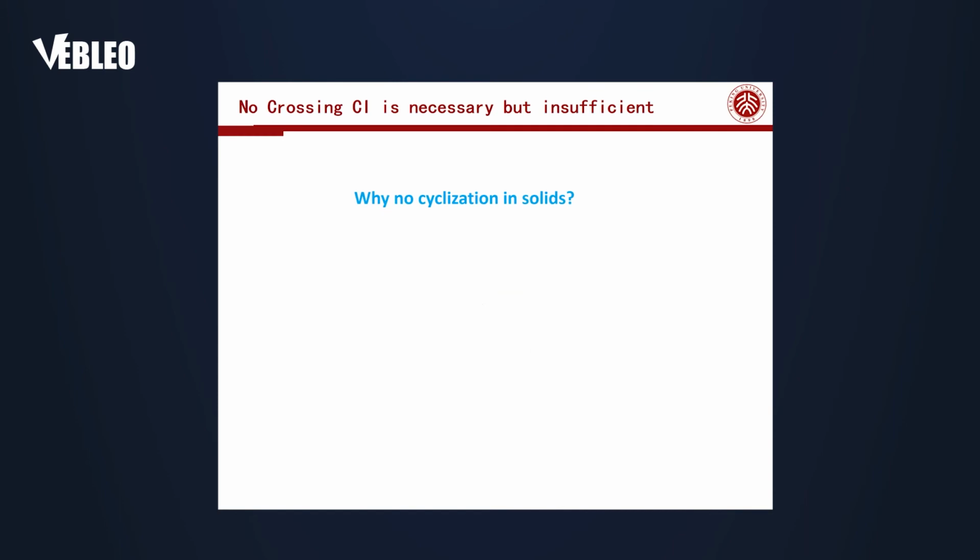Then why doesn't it form this cyclization product in the solids? Actually, this is kind of easy to answer, because in order to reach the conical intersection, the benzene rings have to twist and rotate. In the liquid, this is easy to do, right? Because the barrier is small. But in the solid, the rotation has to break the crystalline structure. The energy barrier is too high.